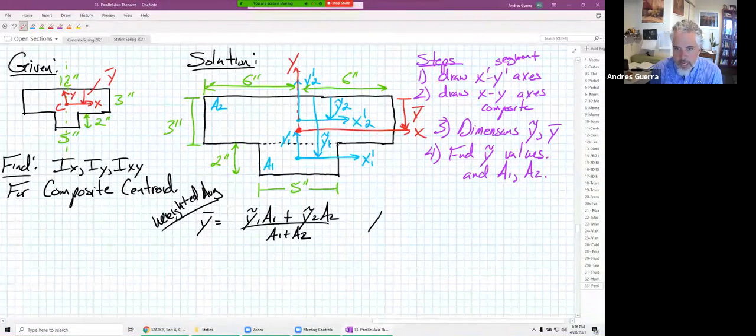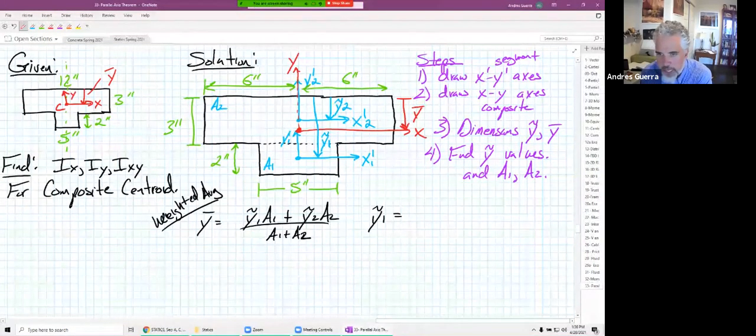So y tilde 1 is going to be equal to what? I think we should be able to find that based on our dimensions here.